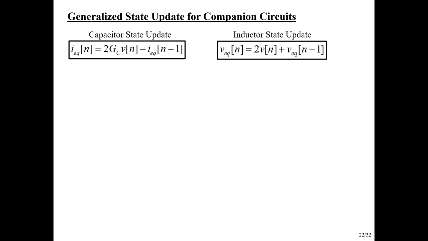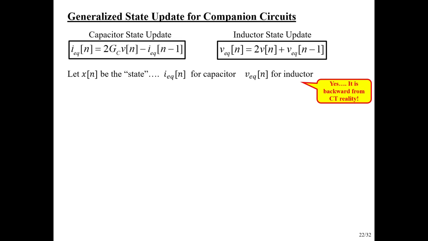So there's the two, and we see that there is something that multiplies V. We either subtract or add the previous state to get the current state. So here's how we do this. Let's let X of n be the state. Again, I put quotes around it because this isn't really the true physical circuit state. And we'll call it IEQ for the capacitor and VEQ for the inductor.